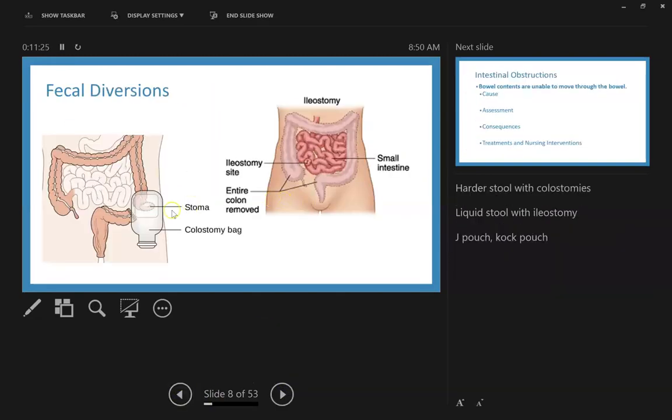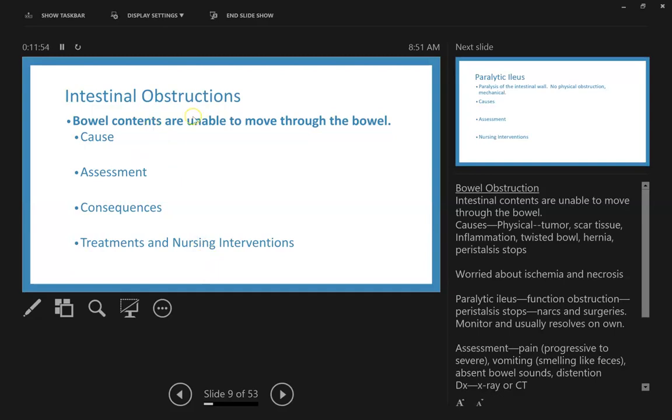Sorry, I went too far. And then a colostomy bag is usually going to be attached if this is a colostomy. That would mean that it's on part of the colon. If it's an ileostomy, it's going to be in part of the small intestine. So just like I have here, colostomies are going to have more formed, harder stool. Ileostomy is going to have liquid stool because it hasn't gone through the colon yet to have the water absorbed out of it. Also look up J pouch and Koch pouch in your book and make sure you know what those are. All right, I'm going to stop there and then we'll continue with intestinal obstruction.